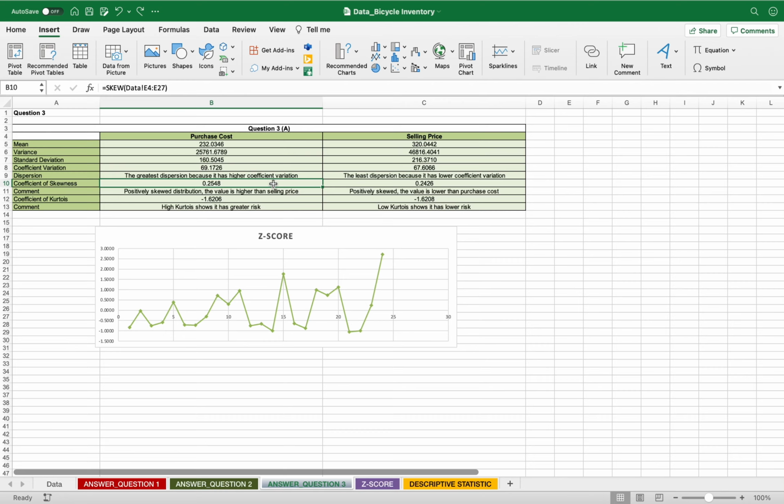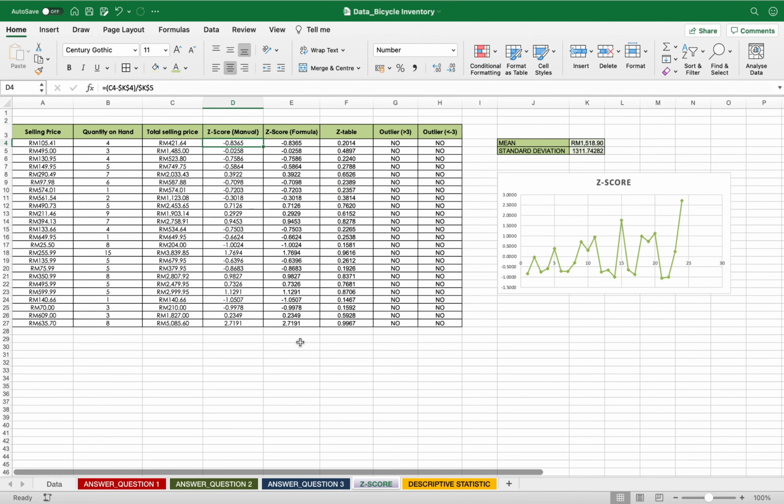And then for coefficient of skewness is equal to SKEW, and then I drag for the data, and then it is a positive skew distribution because the value is higher than selling price. And then for kurtosis is equal to KURT, and then I drag over the data from the purchase cost. So the comment is high kurtosis shows it has greater risk, and then it's the same formula for the selling price too.